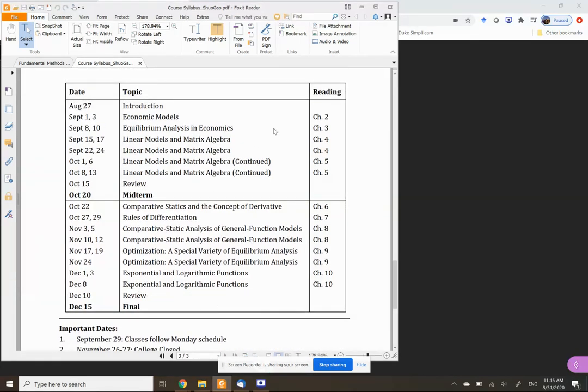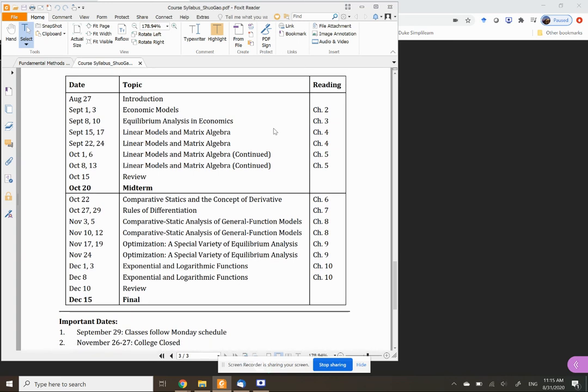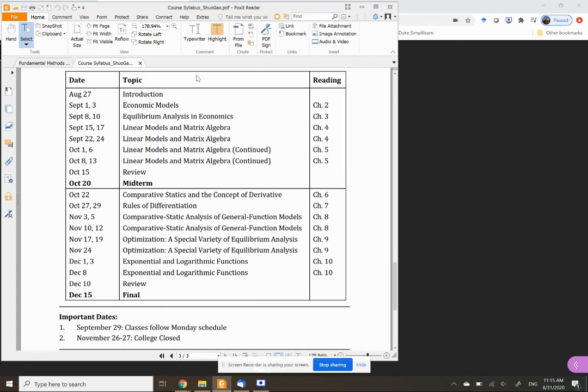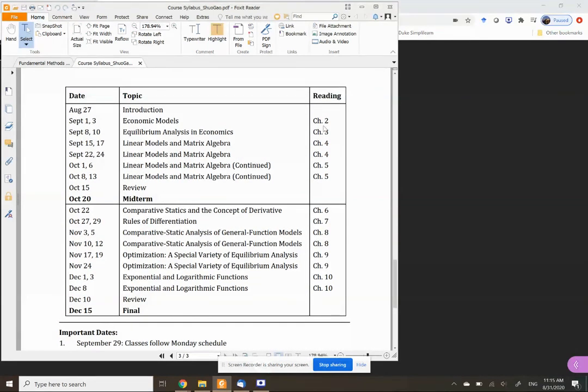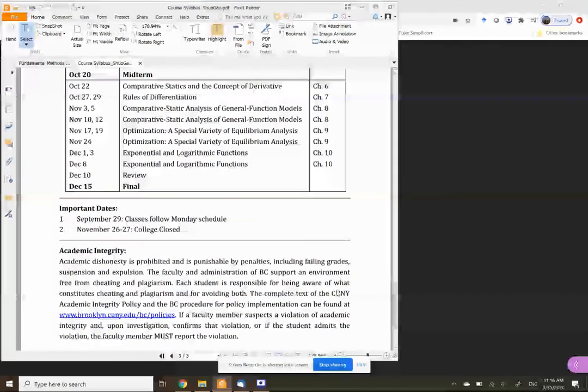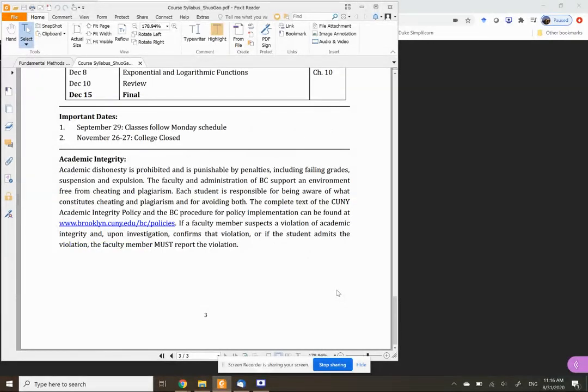When I post the lectures, I will make announcements every time on Blackboard, so you know that lectures are coming up and there are assignments you have to do. So don't worry about that too much. This is our tentative outline from chapter 2 to chapter 10. That's it. This is our syllabus.